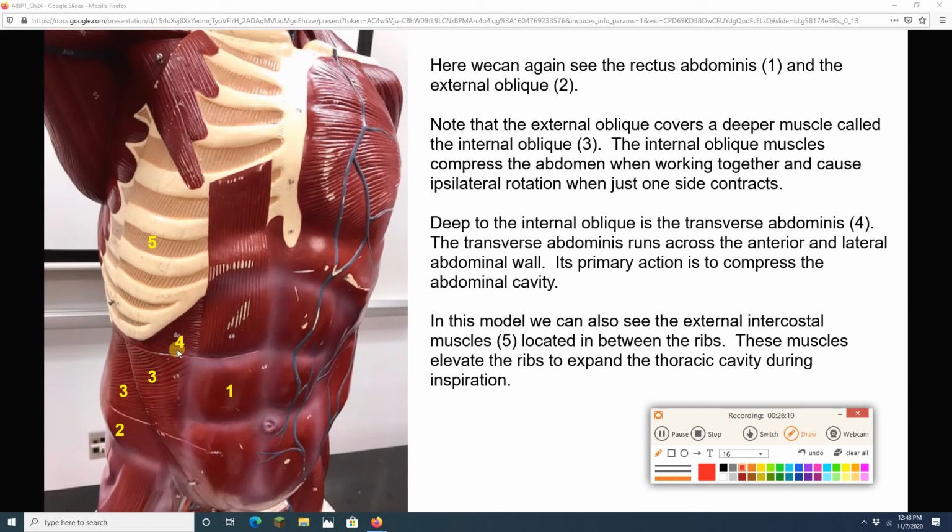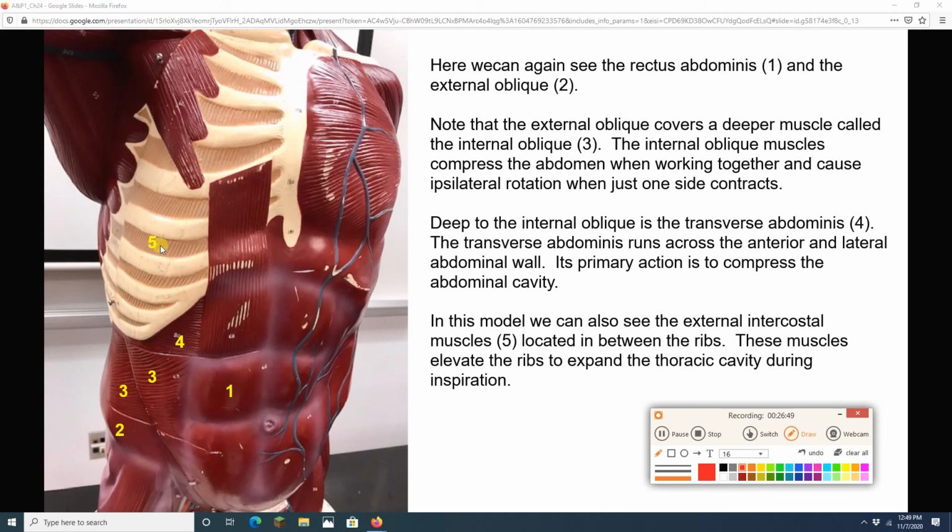Really good. What we can also see here are these muscles in between the ribs. These are the most delicious muscles we're going to talk about today. Because they're in between the ribs, they're called intercostal muscles. There's actually going to be a pair of intercostal muscles, a group on the outside and a group on the inside. These are the outside ones we see here, so they are external.